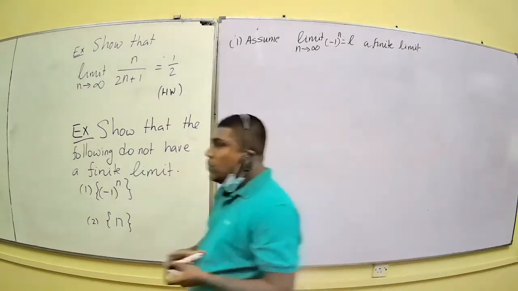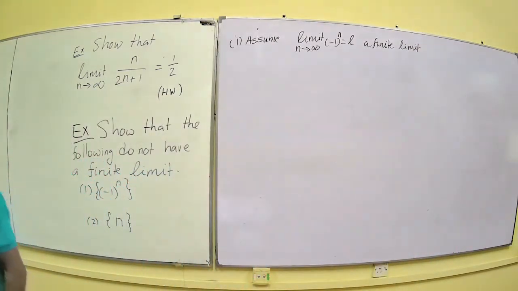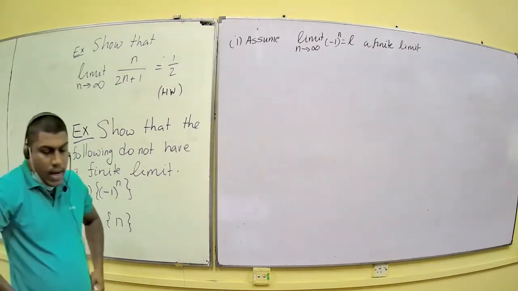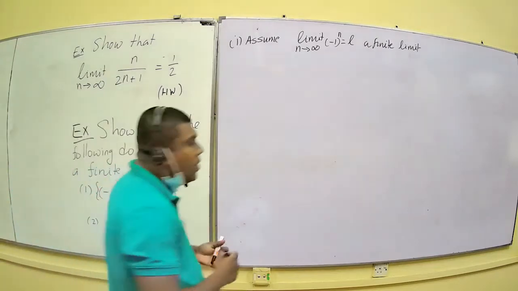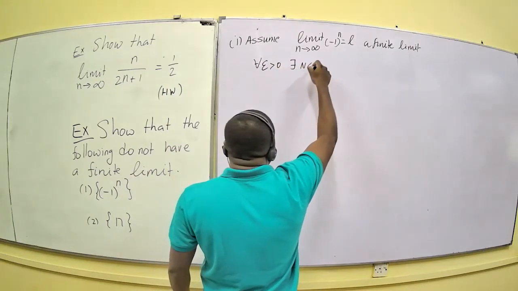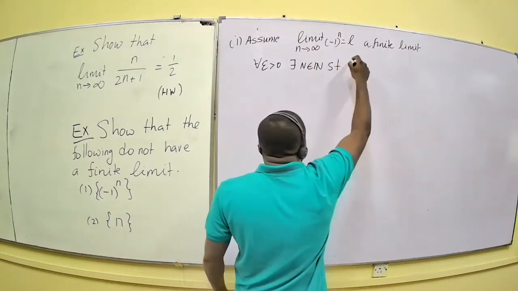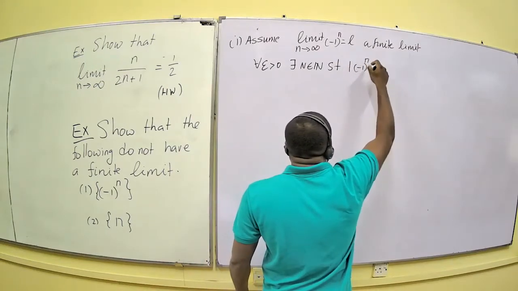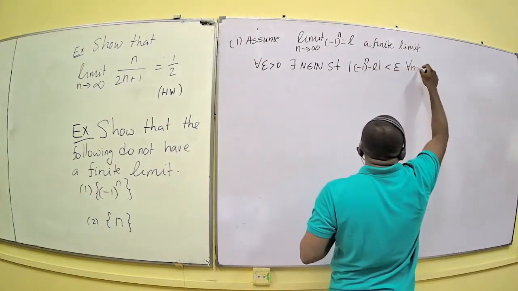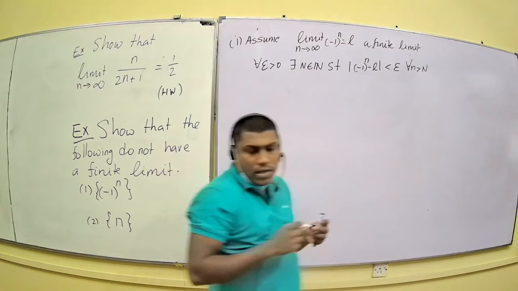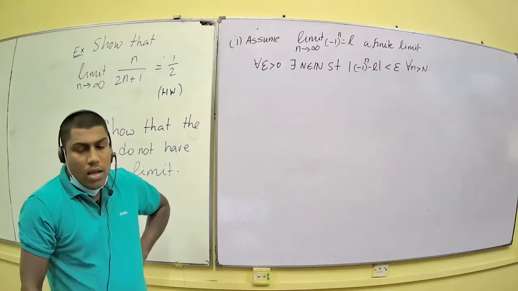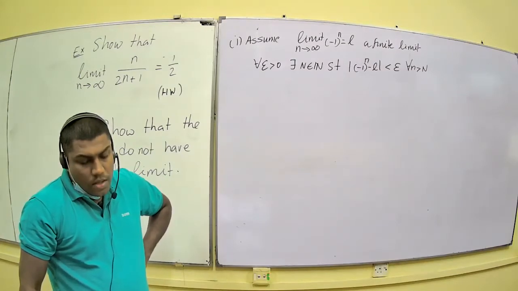Okay, so you assume that the sequence has a finite limit. You know that, right? So for every epsilon positive, there exists a natural number N such that |(-1)^n - L| is less than epsilon for all n greater than N. This is the definition of a finite limit. If you assume that this has a finite limit, then this relationship holds.